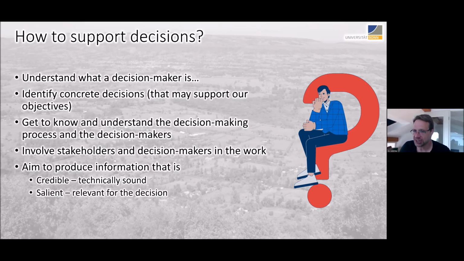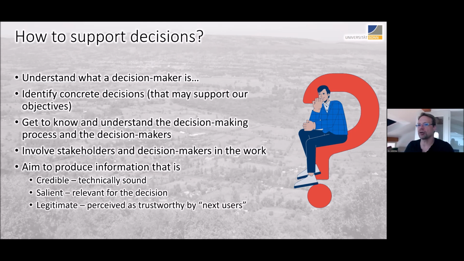The second one is the salience of the work, and that's maybe a little bit harder to understand. It usually refers to the relevance of the information that we generate and the science we do for a particular context or for a particular decision. Is what we're finding out actually the information that is needed in order to make a real change?